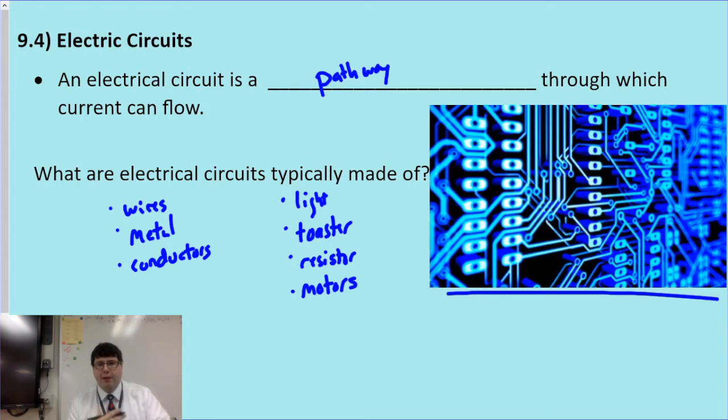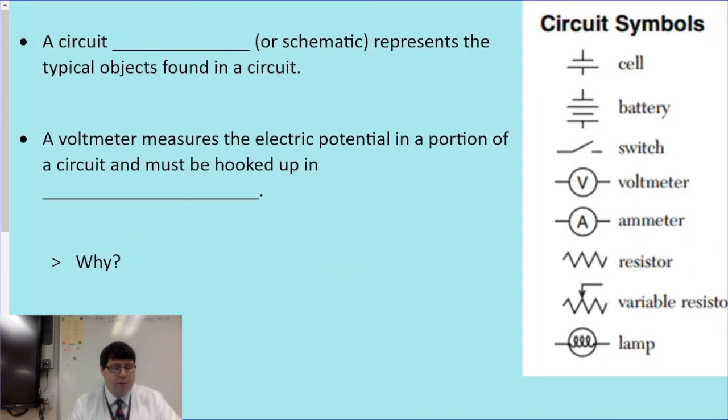So one of the most important things for us to have then is a language we can use to describe the different components that are in circuits and how they're all hooked up together. And that was the motivation behind developing circuit diagrams. So a circuit diagram, also called a schematic, sometimes you'll see those on movies and things, it represents the typical objects found in a circuit.